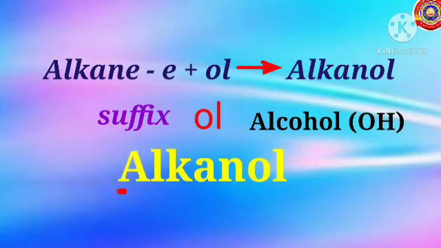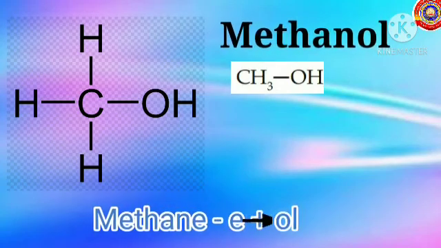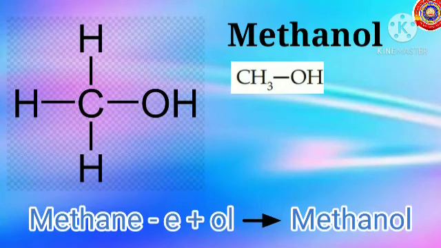In this compound, the first part in the alkane represents the number of carbon atoms, whereas the OL in the suffix indicates the alcohol OH. Understood? Let us see more examples. Consider the alkanol CH3OH. The IUPAC name of the compound is methanol. See, there is only one carbon atom in this compound, right? And one of the hydrogens in methane is replaced by the functional group OH. Hence, the IUPAC name is given as methanol.